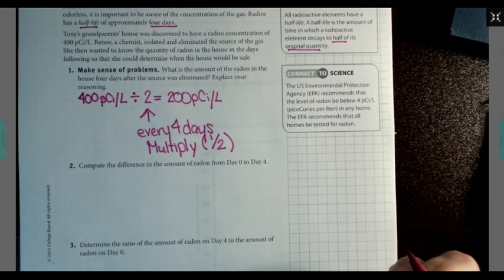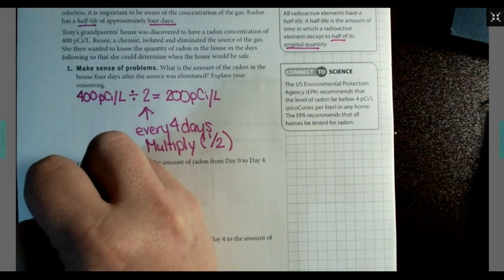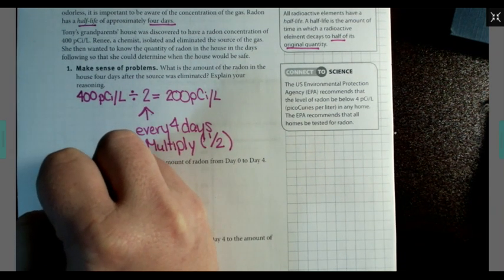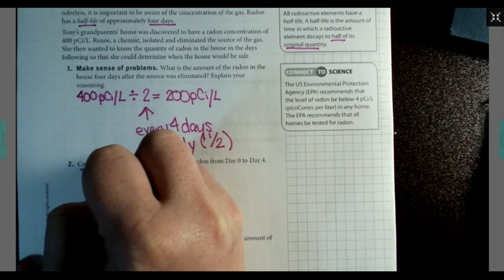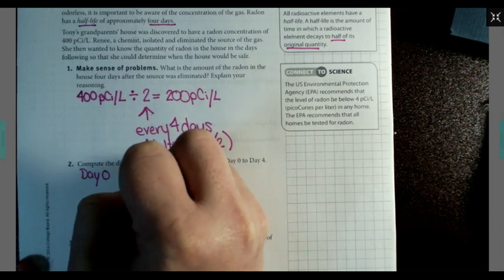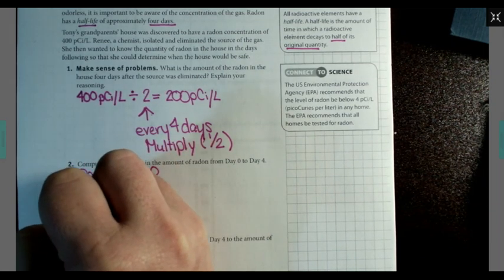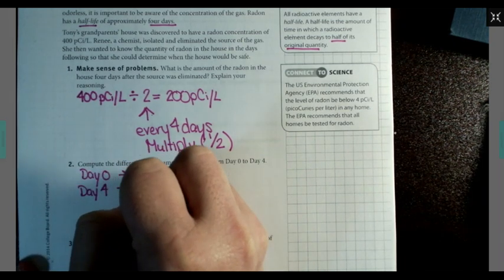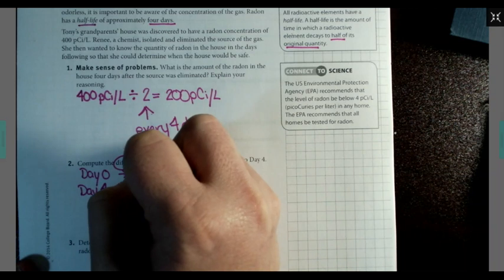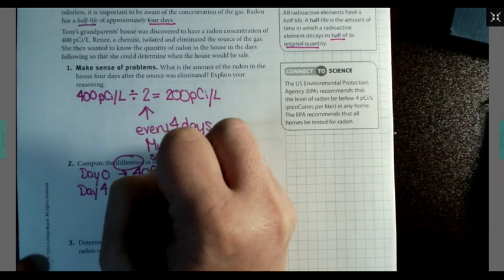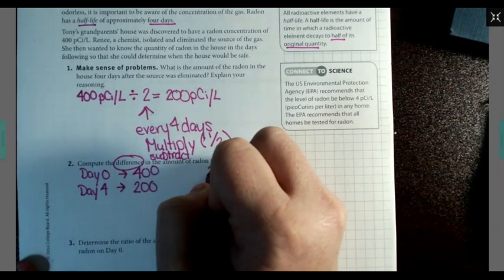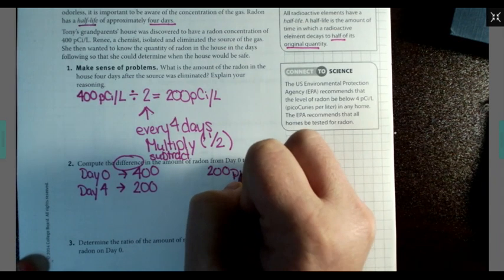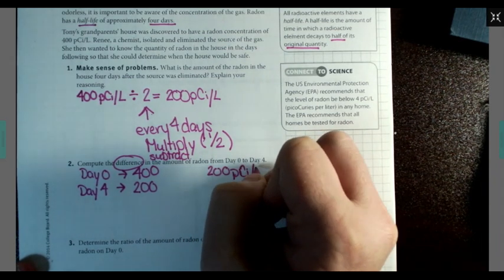Compute the difference in the amount of radon from day 0 to day 4. On day 0, there was 400. On day 4, there was 200. Remember that this means subtract. So the difference would be 200 pCi/L.